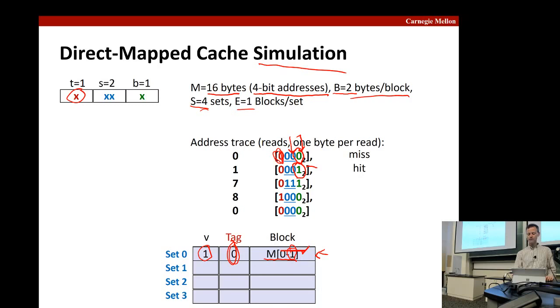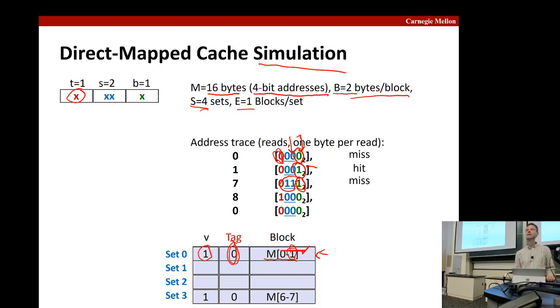So the next one, you look in set 1. There's nothing there, so that's clearly a miss. Okay, so you put it in there, and again, it brings in the entire cache block, which is both 6 and 7. You'd only be interested in the first byte of that, instead of the 0th, and so you'd want 7.